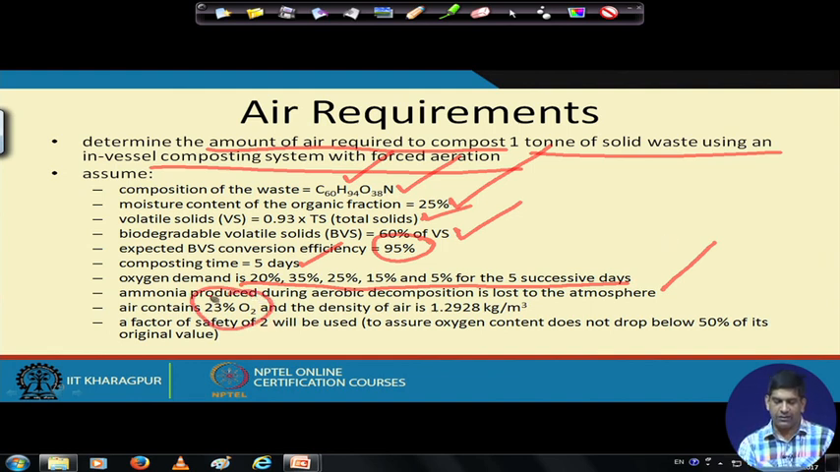Air contains 23% oxygen by weight, and the density of air is 1.2928 kg per meter cube. And then we'll use a factor of safety of 2 to assure that the oxygen content does not drop below 50% of its original value. So we have a factor of safety of 2 there as well. So this data is provided to us. Using this data, if you have to do the math, as I said earlier, solid waste math is not that difficult.